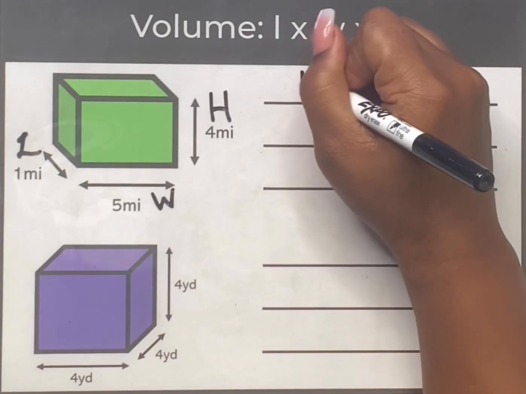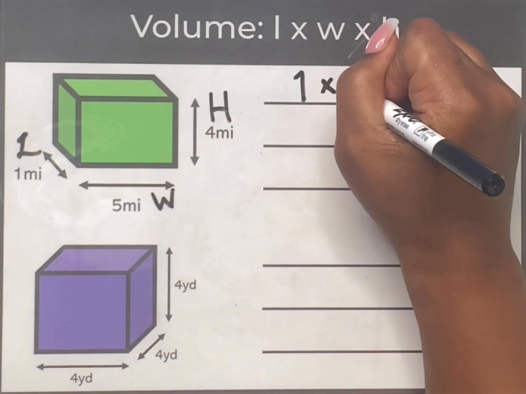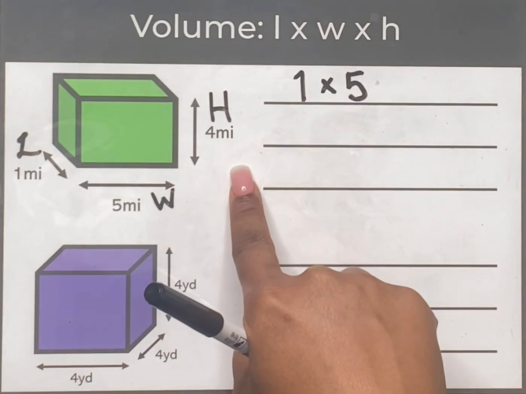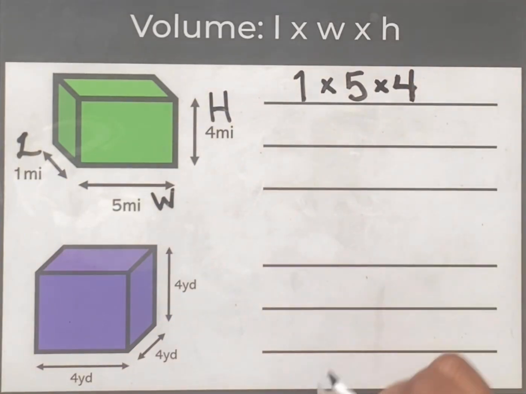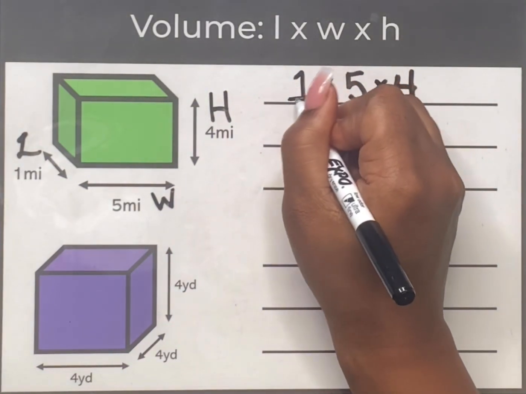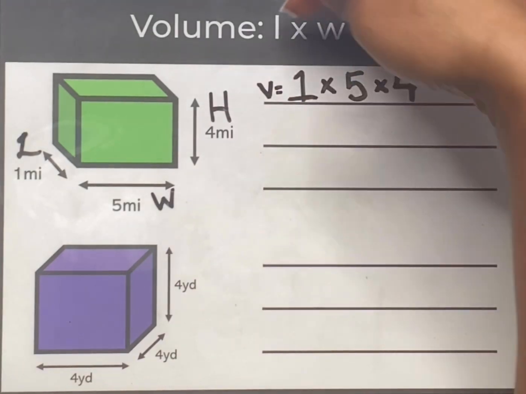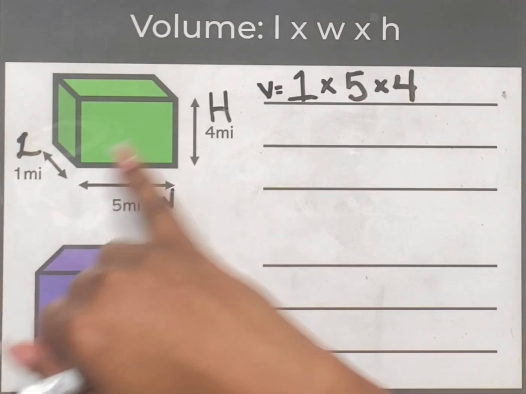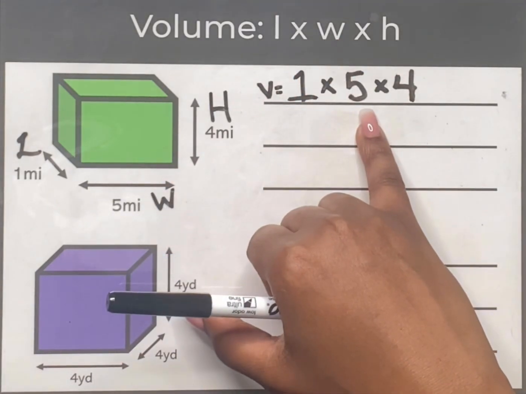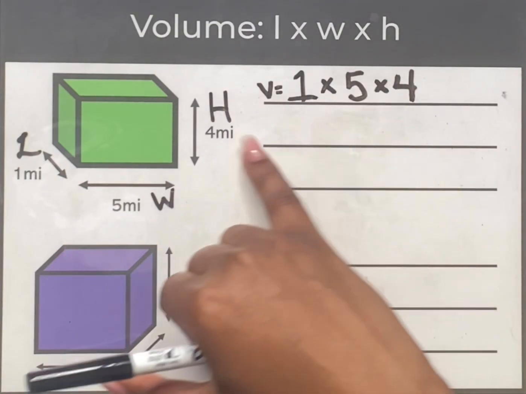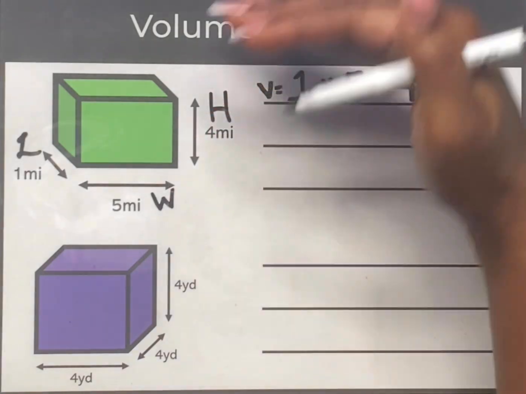1 times 5 times 4. Again, I took each dimension and I plugged it into each part of the equation. My length was 1, so I put a 1 for length. My width was 5, so I put a 5 for width. And my height was 4. The height is how far it travels up or goes up.